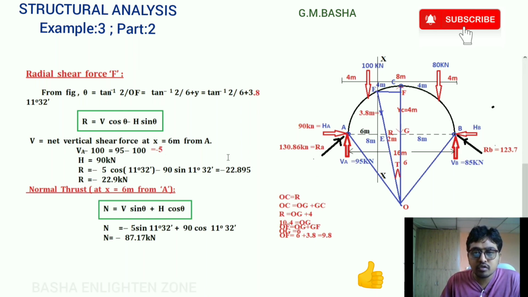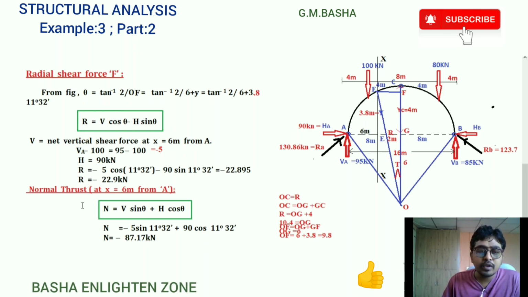Again, horizontal force. Up to this point, throughout the horizontal line, only 90 kilonewtons will be acting. So up to 6 meters also it will be 90 only. So take down that, which is 90 kilonewtons. And now you know the values of V, theta, H. Substitute all the obtained values in this formula. You will get the R value directly, equal to minus 22.9 kilonewtons.